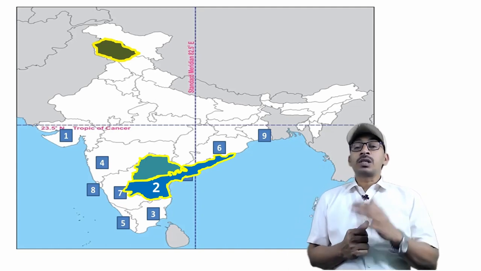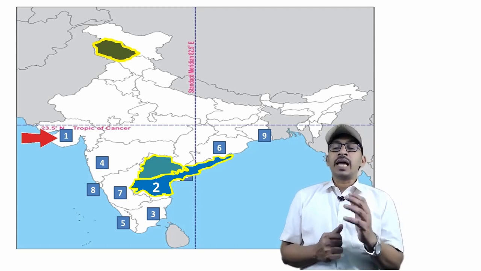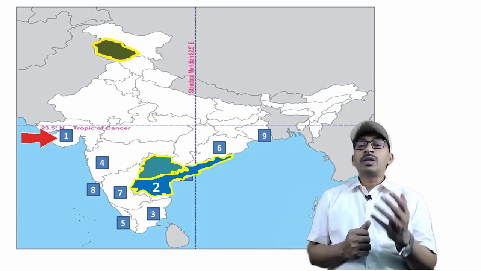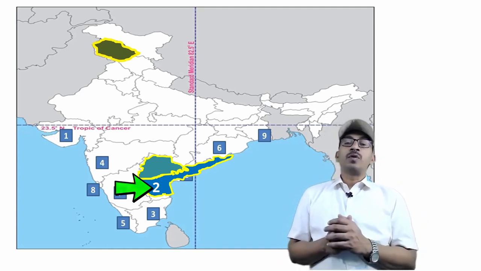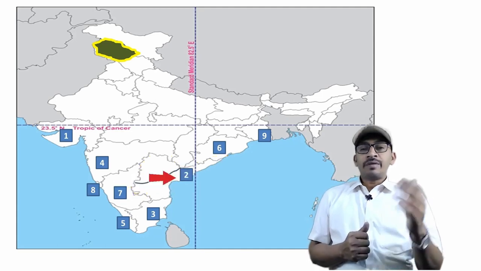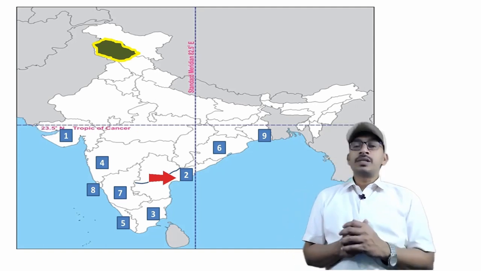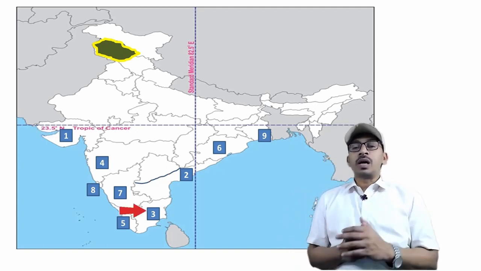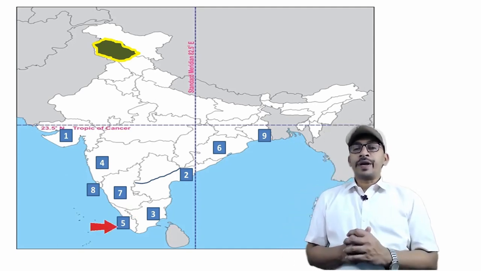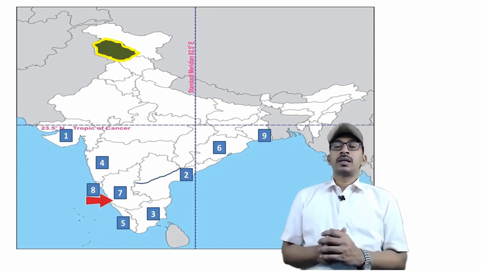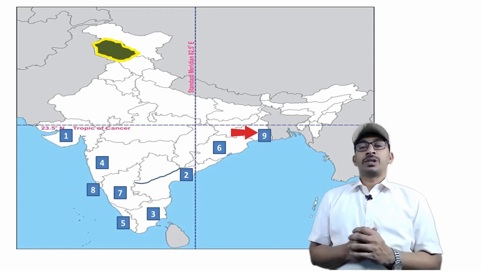Based on the length of coastline, if we give a ranking for these 9 states, Gujarat has more than 1,000 kilometers of coastline. Andhra Pradesh has 974 kilometers. When we arrange them in order, Gujarat is in first position, Andhra Pradesh second, Tamil Nadu third, Maharashtra fourth, Kerala fifth, Odisha sixth, Karnataka seventh, Goa eighth, and West Bengal ninth.